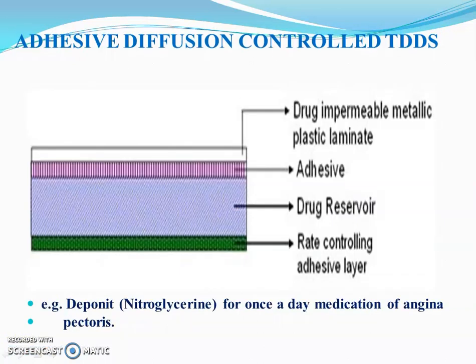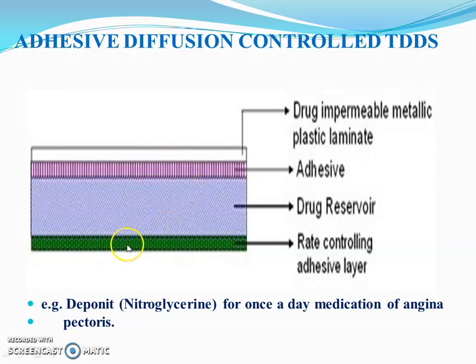The second method is the adhesive diffusion controlled drug delivery system. This is the simplified form of the membrane permeation controlled transdermal drug delivery system. In this, the drug reservoir is formulated by directly dispersing the drug in the adhesive polymer, examples are polyisobutylene or polyacrylate adhesive, and then spreading the medicated adhesive by solvent casting or hot melt on the flat sheet of drug impermeable metallic plastic laminate to form a backing layer.